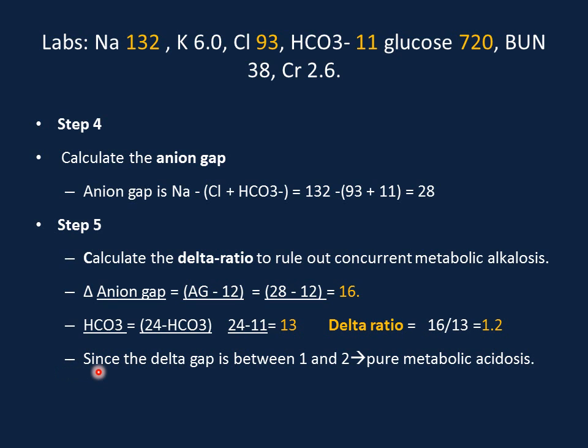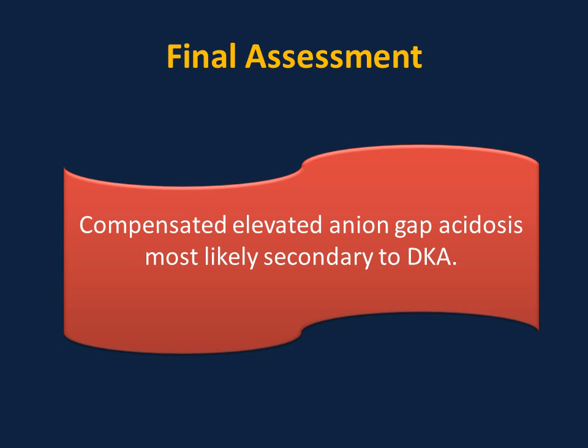So you know from the previous slide, when we spoke about the delta ratio, that a delta ratio between 1 and 2 indicates pure metabolic acidosis. So there is no concurrent metabolic alkalosis in this case. So finally, the final assessment of this case is compensated elevated anion gap acidosis, most likely secondary to diabetic ketoacidosis.